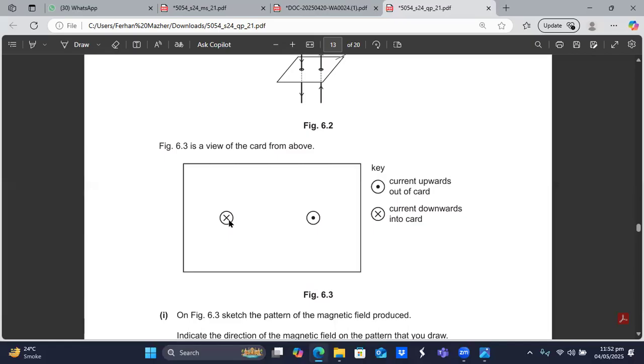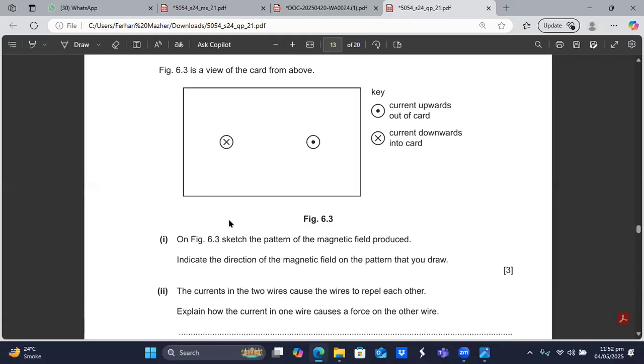You can use your right hand. You can hold this conductor in your right hand in such a way that your thumb is in the direction of the current, and then the curl of the fingers of your right hand will show the direction of the magnetic field. So if you hold this right side wire, because the current direction is out of this screen, hold it in your right hand in such a way that the thumb is out of the screen. Then the curl of the right hand will show the direction of the magnetic field around it. So it will be anti-clockwise.